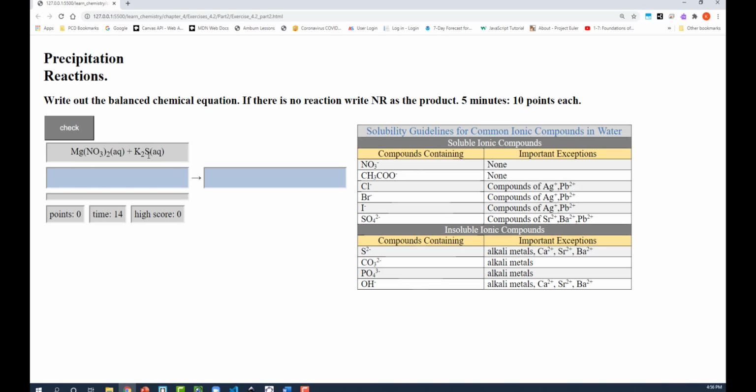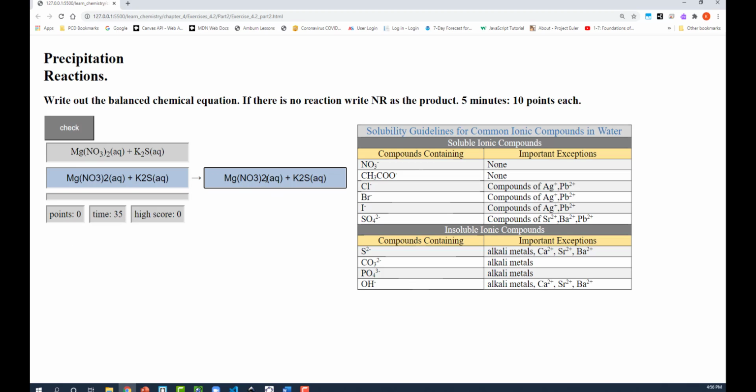Magnesium with sulfide, will that form a precipitate? And you think, oh yeah, I think I found one. Sulfides are insoluble. Magnesium's not an exception. So yes, there will be a reaction. So I'm going to go ahead and copy this and paste it in that first box. And then I'm going to paste it in the second box just for efficiency's sake, so it goes pretty fast. Now what I have to do is switch the partners over here.